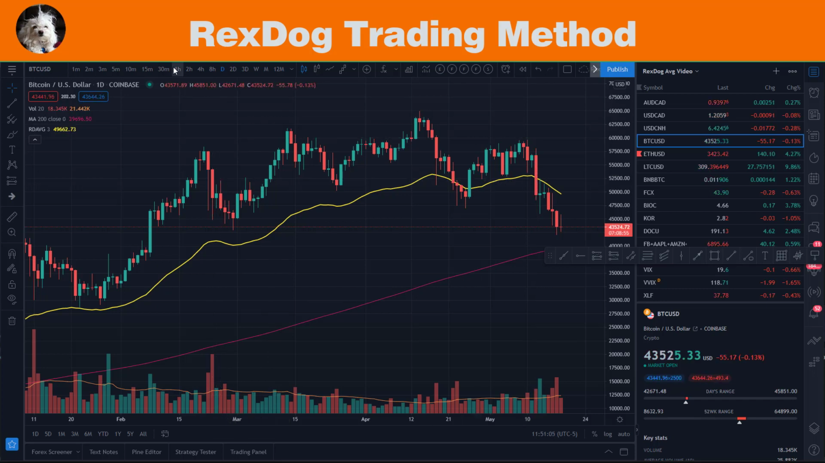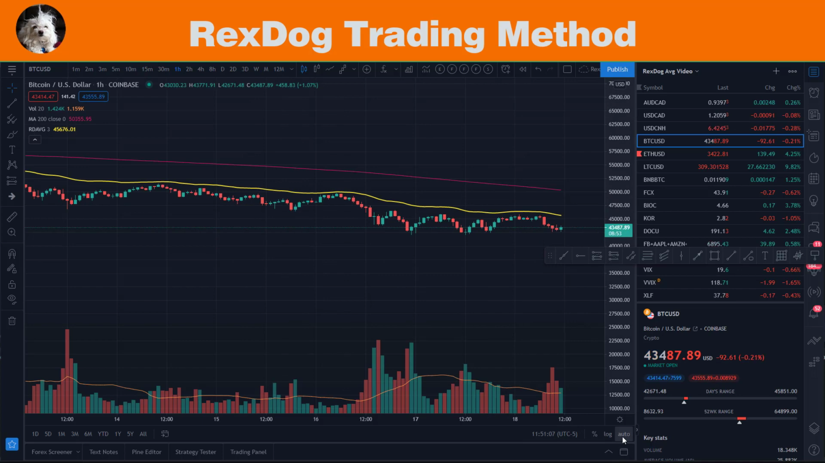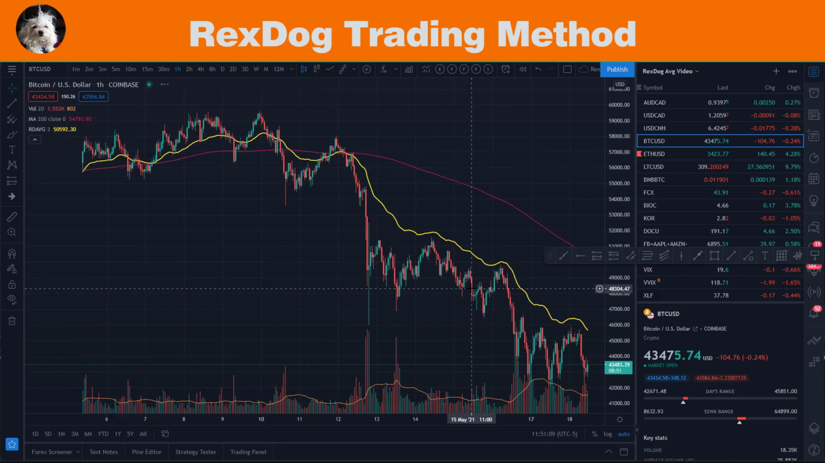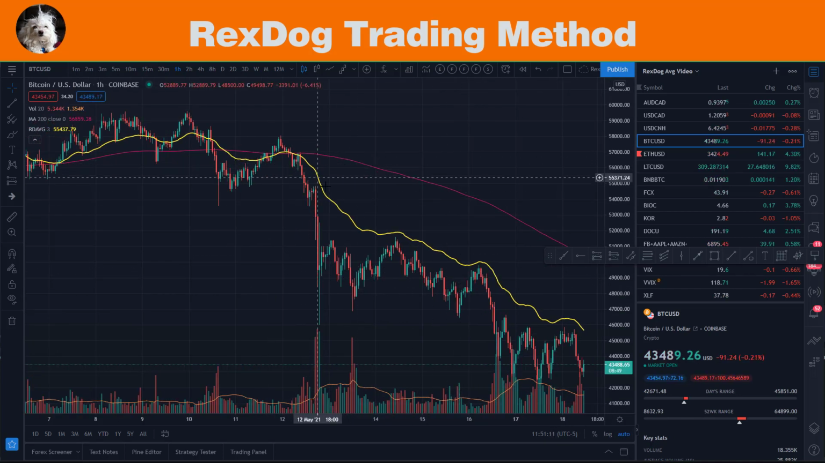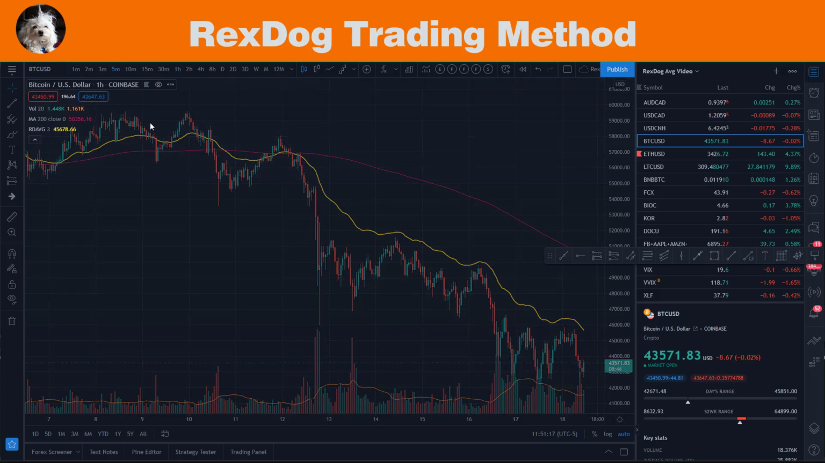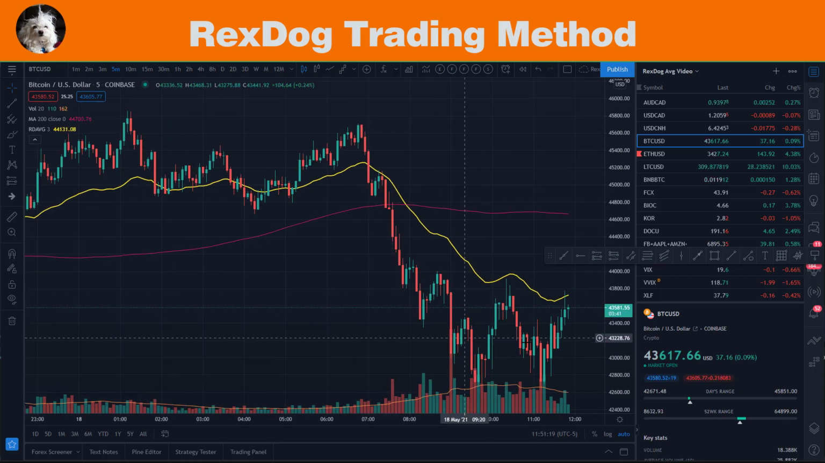We can switch time frames real quick, go to the hour time frame. We can see price has been below the RexDog Average for a while, well below the 200 as well. We can go to the 5-minute. We can see right now what's happening on Bitcoin in real time. It's testing the daily open. And that daily open happens to be right around where the RexDog Average is.